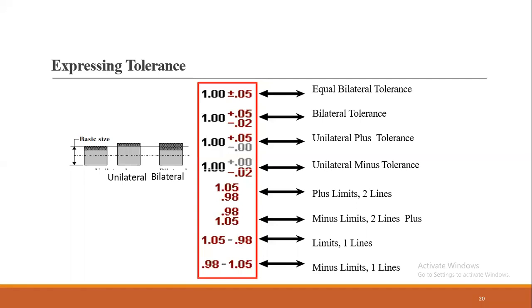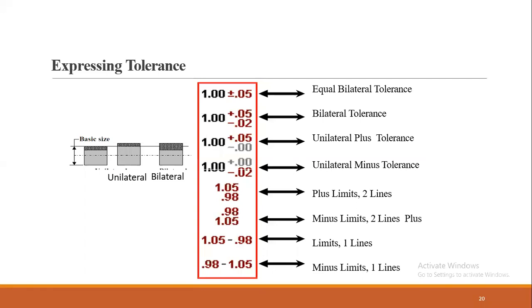If you see expressing tolerances, here we have these types of representation. Equal bilateral tolerance is 1 plus or minus 0.05, so it's equal above and below. Unequal bilateral: in plus, I require 0.05, and in minus, I accept 0.02.